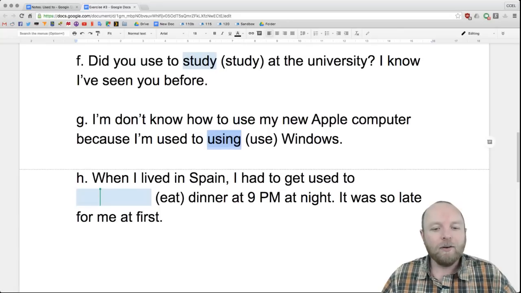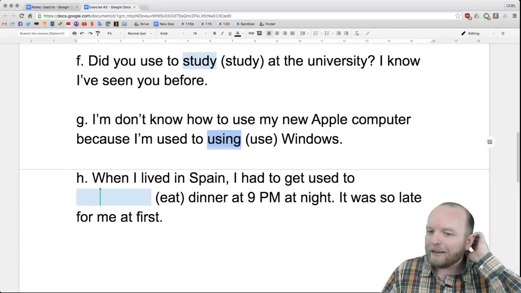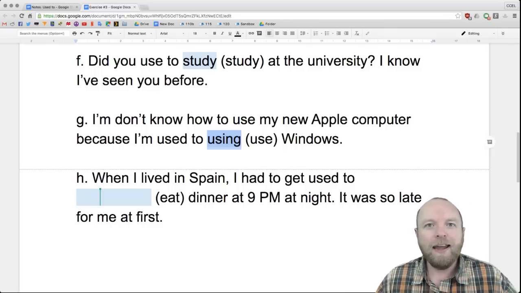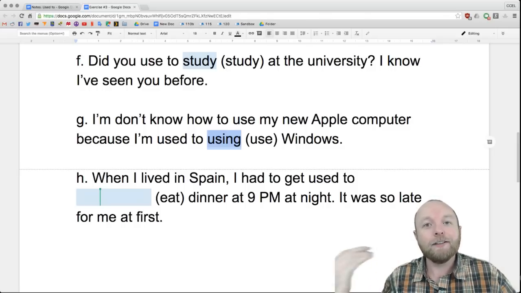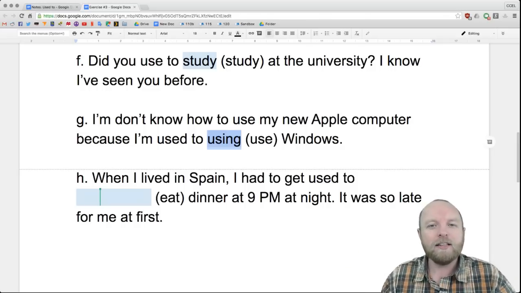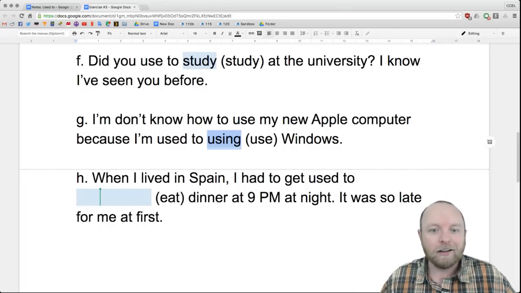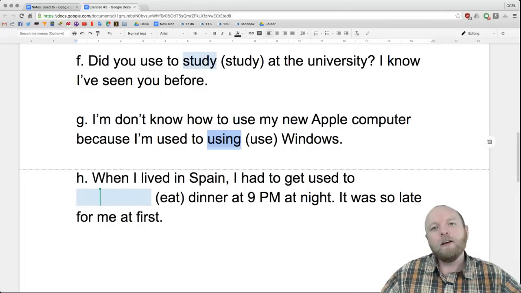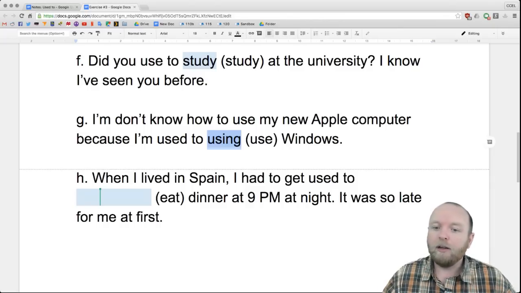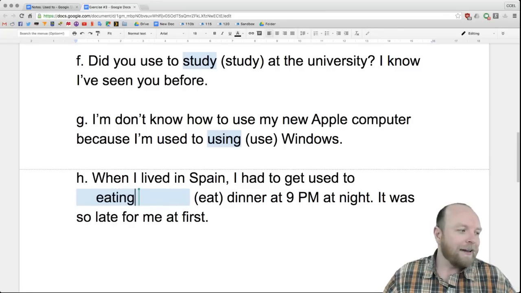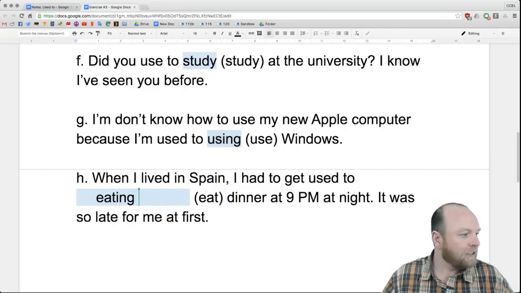And last one, when I lived in Spain, I had to become comfortable, right? For me, Spain is a little crazy because they eat dinner so late. For me, it's late, right? Because in Canada, we eat dinner at 6 o'clock, but in Spain, it's like 9 o'clock or 10 o'clock. So I had to become comfortable. I had to get used to eating. I had to get used to eating dinner. Good job, Artur. Good job, Albovsky.